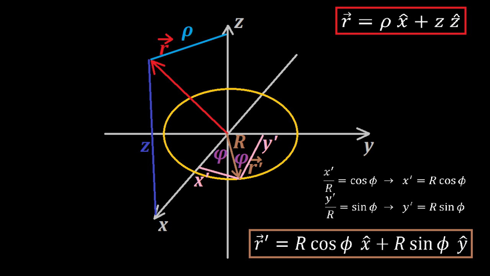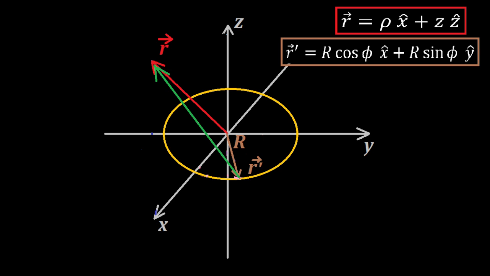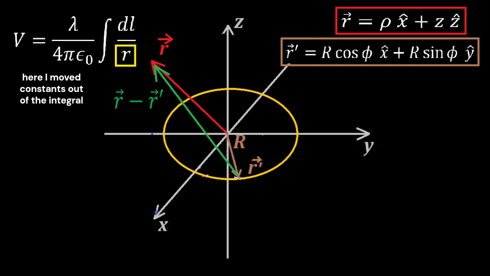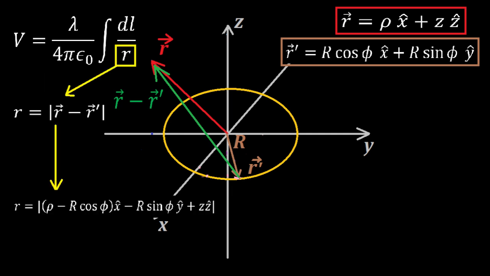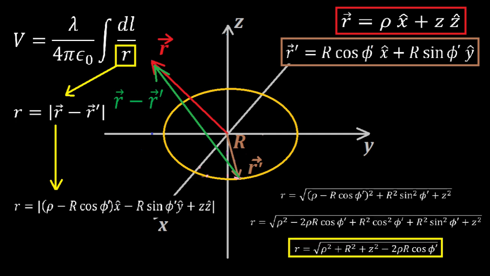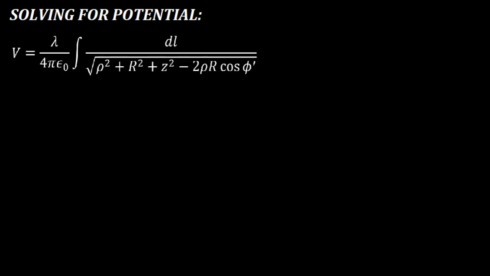Next, we introduce the vector that connects the charge element to the point of interest. The value of that vector is equal to the difference between r and r prime, and the distance between these two points, the script r from the potential expression, is equal to the magnitude of that vector. The magnitude of a vector is equal to the square root of the sum of its components squared, and we get the following for script r. And now we're ready to attack the integral. Plugging everything in, we arrive at the following expression.